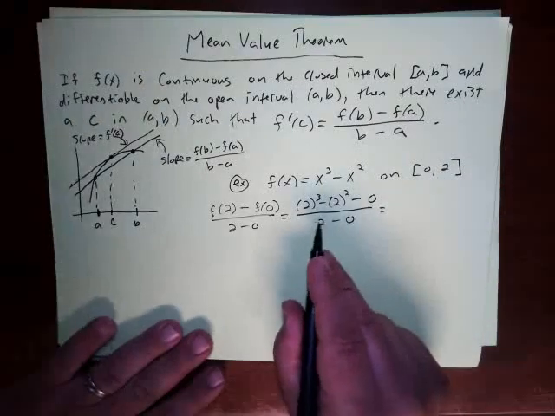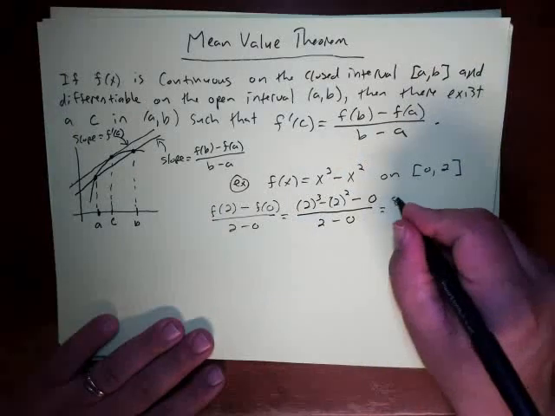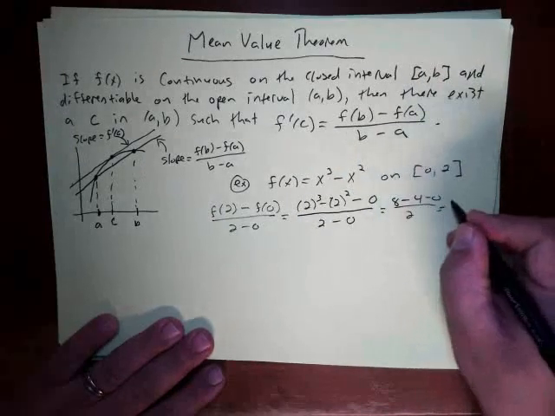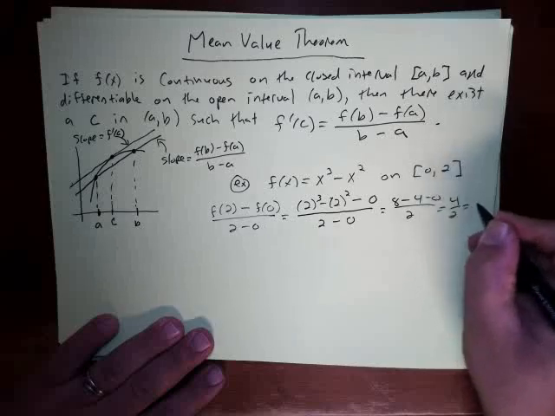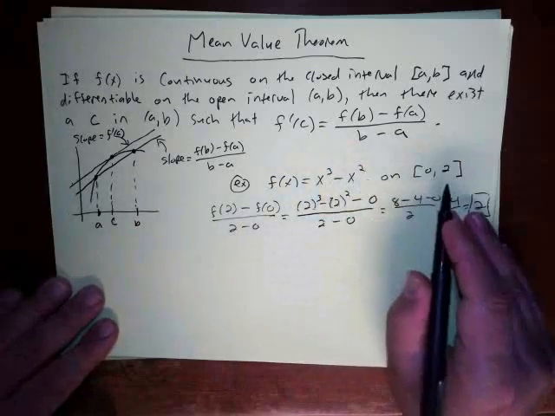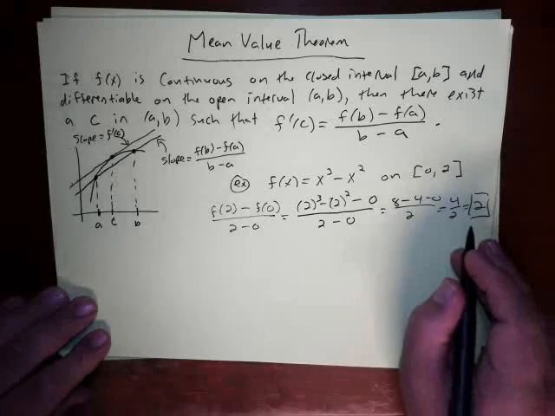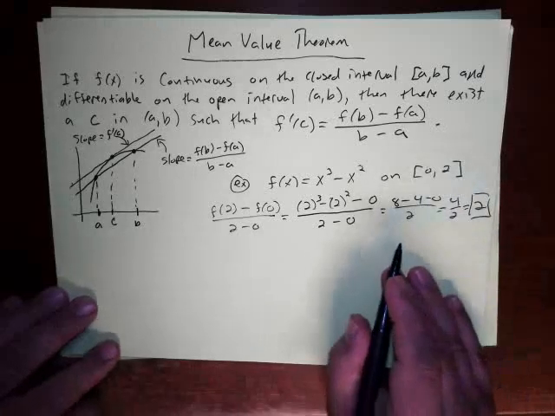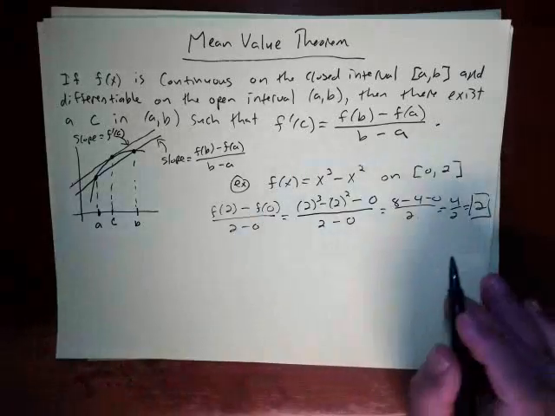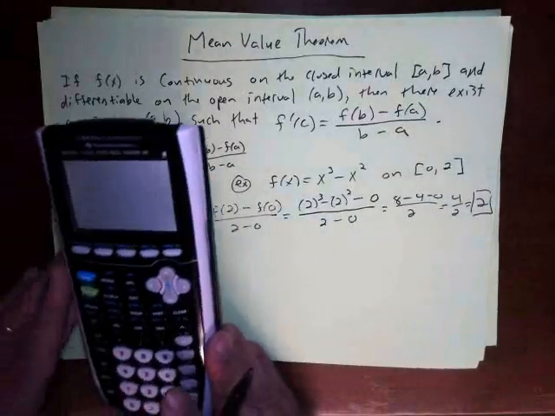Okay, and so this would be 8 minus 4 minus 0 over 2. So this would be 4 over 2, and this would just be 2. So the average rate of change of this function is 2. What this is saying is that there is going to be some point in the interval 0 to 2 where the derivative is equal to 2.